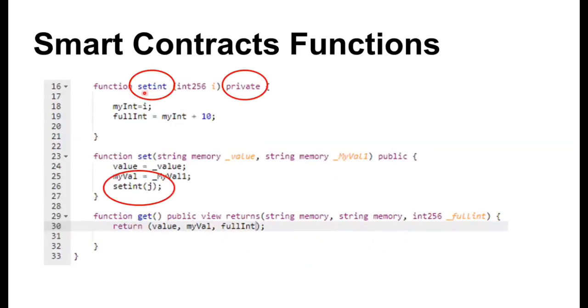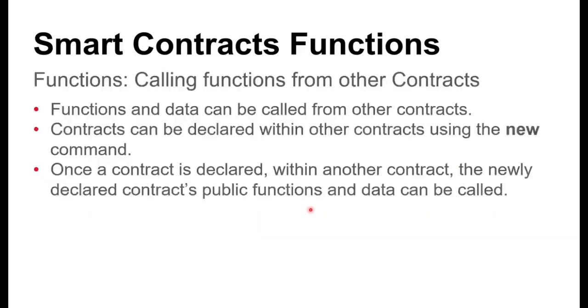And we can see here that we have the function setInt, which is private. So again, it can only be called within this contract. But we see here setInt, which takes an integer. We can see it's being called down here in a different function. We can see setInt with the j, which in this case is going to be an integer 256, and then these steps will be performed.